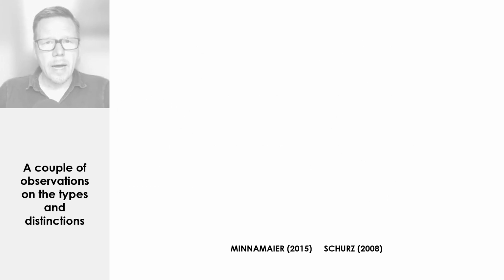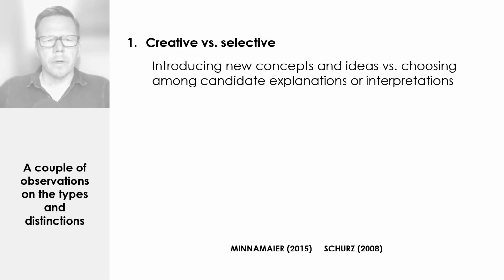Let me make three observations on the types and the distinctions that I think are relevant in our line of work, in our research. And these may be able to clarify some of the misconceptions. One of the central distinctions made in the literature on abductive reasoning that I think is relevant to our work on management and organizations is this distinction between creative and selective abduction.